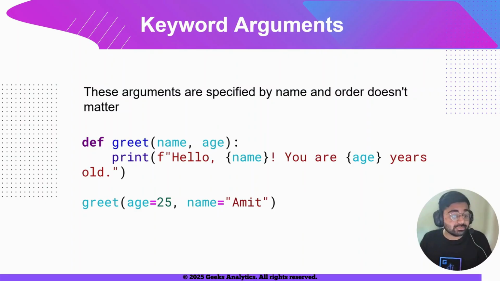Then the keyword arguments. The keyword arguments are passed using the parameter names when we make the function call. So if you observe, instead of simply passing Amit comma 25, if I want to mention which age I want to pass, I can pass age equal to 25, then name equal to Amit. Here the order becomes irrelevant and the parameter values are mapped accordingly to the values that are passed via the function call. This can help improve readability and clarity.